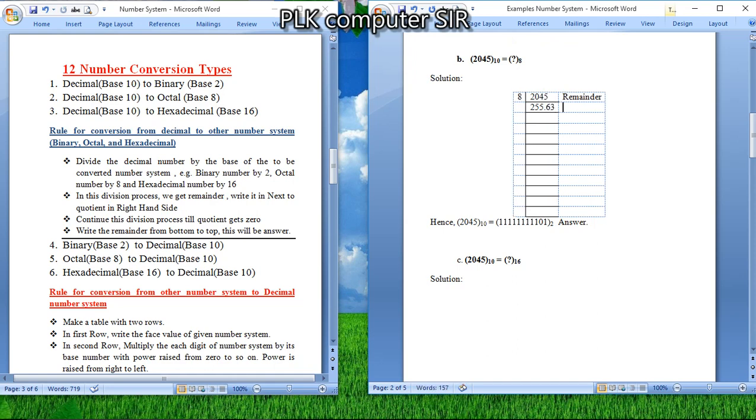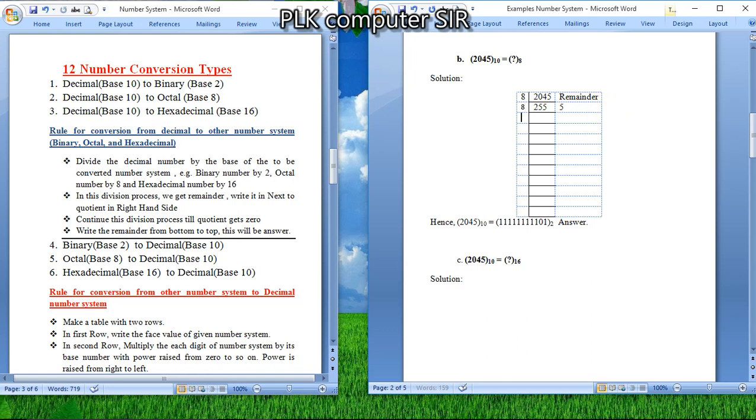If you divide it, the answer will be 255.63. How to get the remainder? 2045 minus 8 into 255. We need only the whole number, so we don't need this decimal portion. So 2045 minus 8 into 255, and we are getting here 5. This we don't need, it is only for understanding how it came, so for that only I have written this.